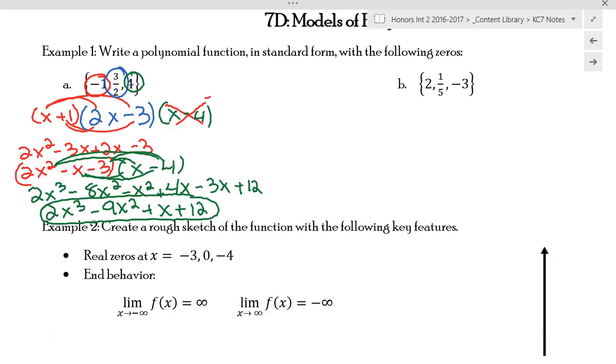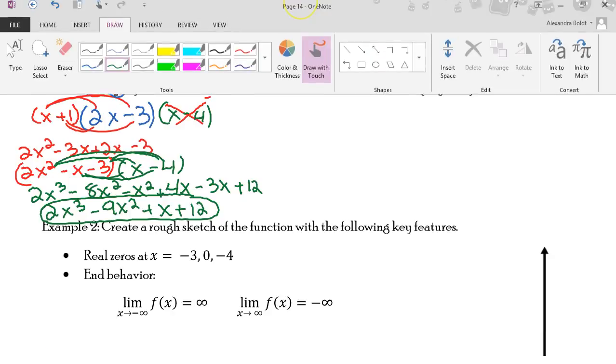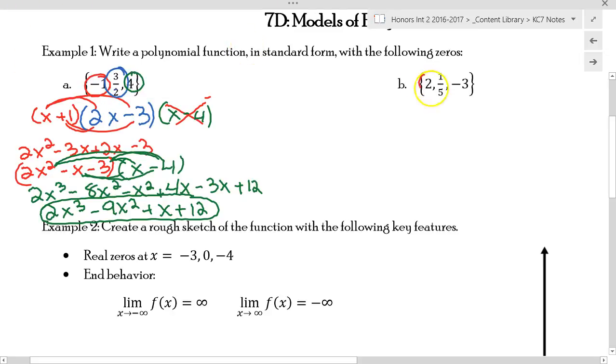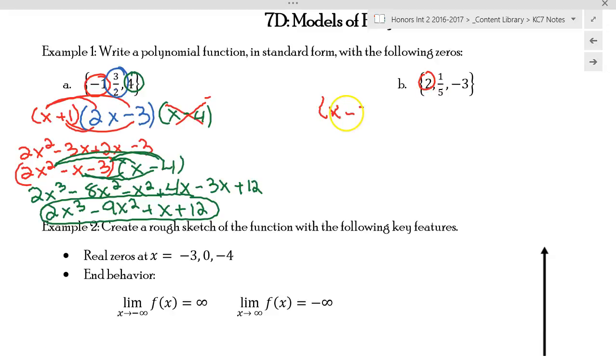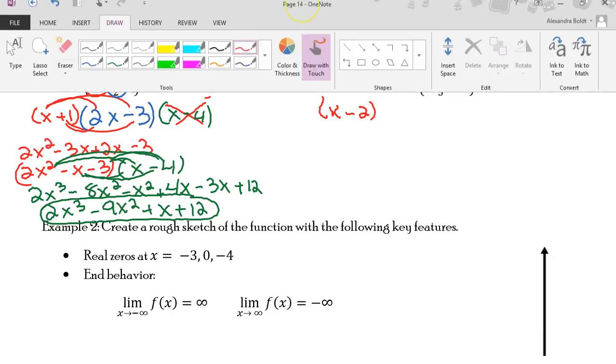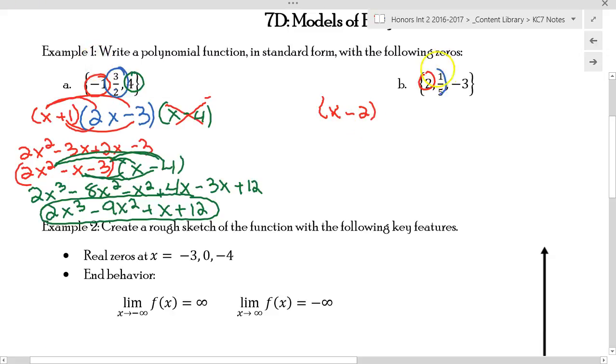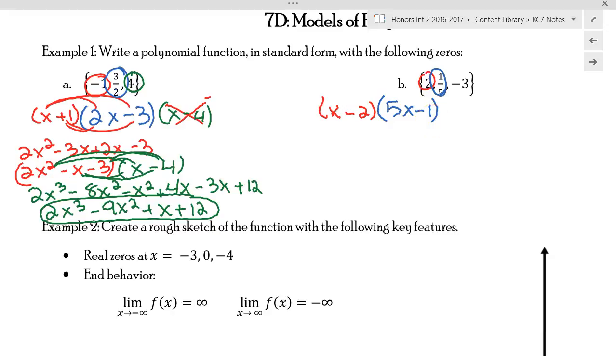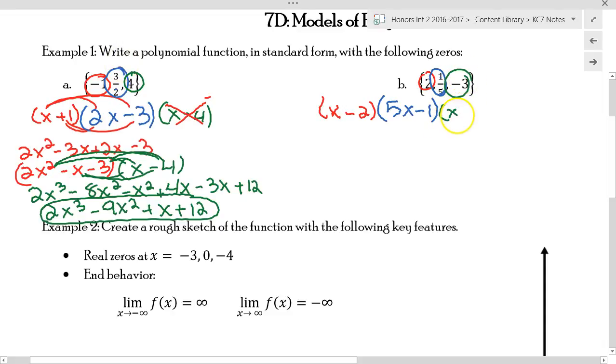All right, let's look at B. Same type of thing for B. My first factor is changing the sign, x minus 2. Then I have a fraction. Again, with a fraction, I need to slide the bottom number over. So 5x minus 1. Again, it's minus, so I change the sign. And then for -3, changing the sign is x plus 3.